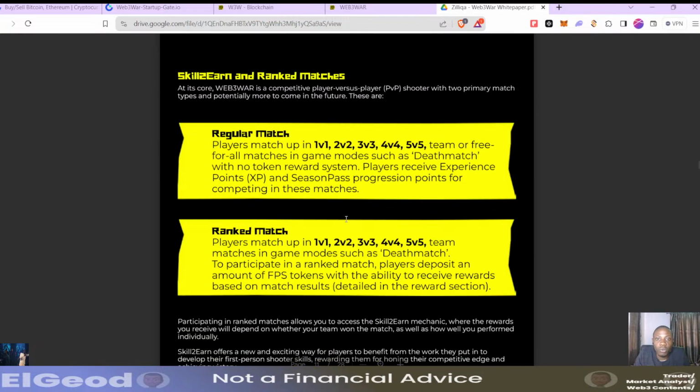And then, one other thing to make mention of is that players match up level 1 in 1 versus 1, 2 versus 2, 3 versus 3, 4 versus 4, 5 versus 5, and team of 3 for all matches in the game, mostly just deathmatch. There's an innovative and experiential kind of gameplay experience that makes the entire gaming very, very exhilarating, I tell you.